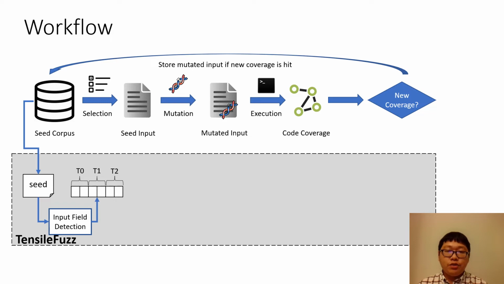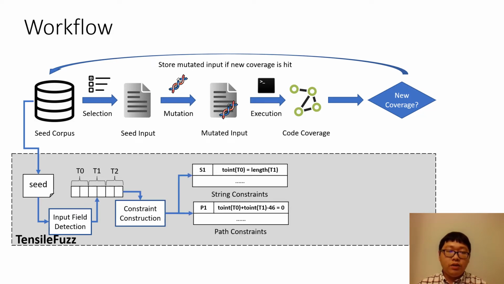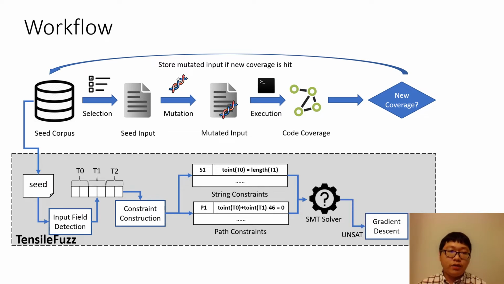Given the field information, TensileFuzz tries to construct constraints, including both string constraints and path constraints. The two sets of constraints are linear constraints and passed to an SMT solver to get a solution. If the SMT solver fails in generating an input, gradient descent search is then applied to satisfy nonlinear checks. Otherwise, the generated seed is validated and then added to the input queue for further processing.